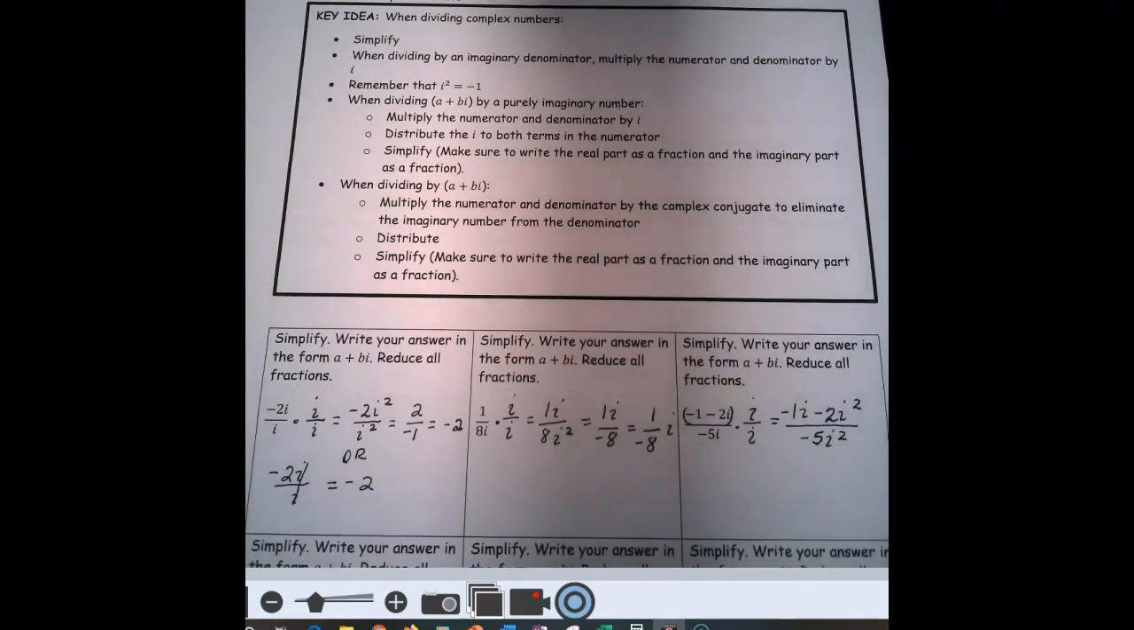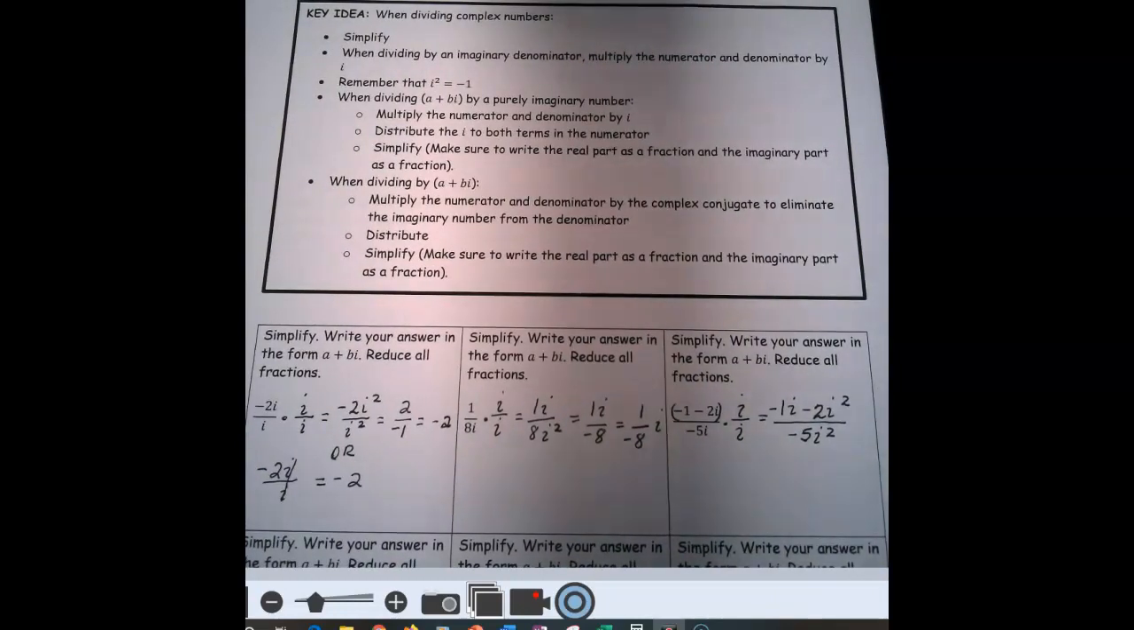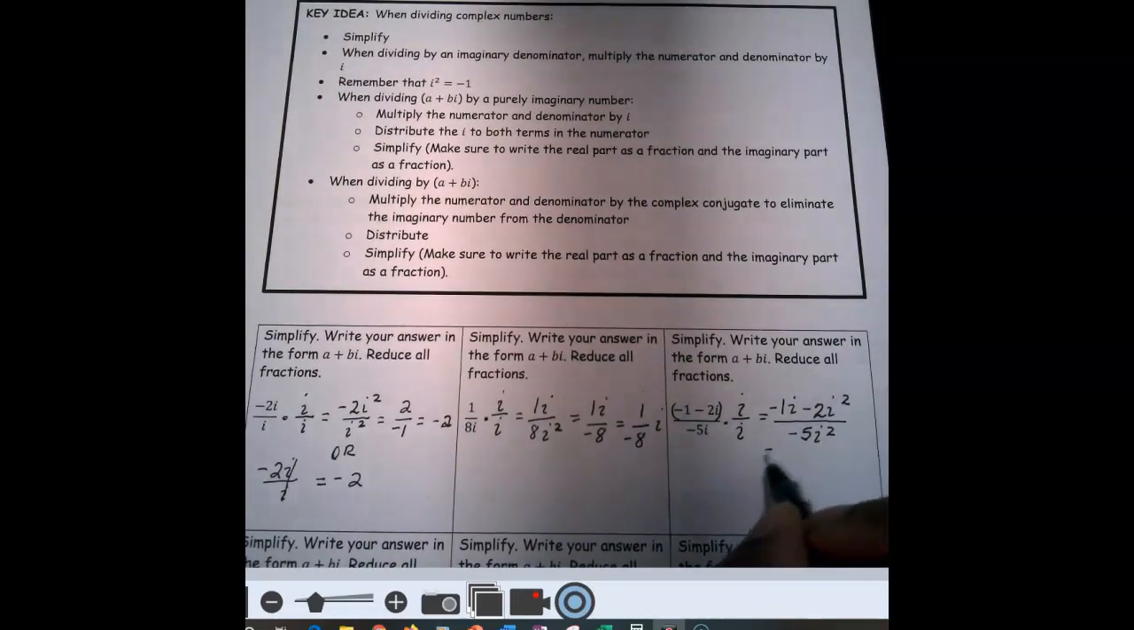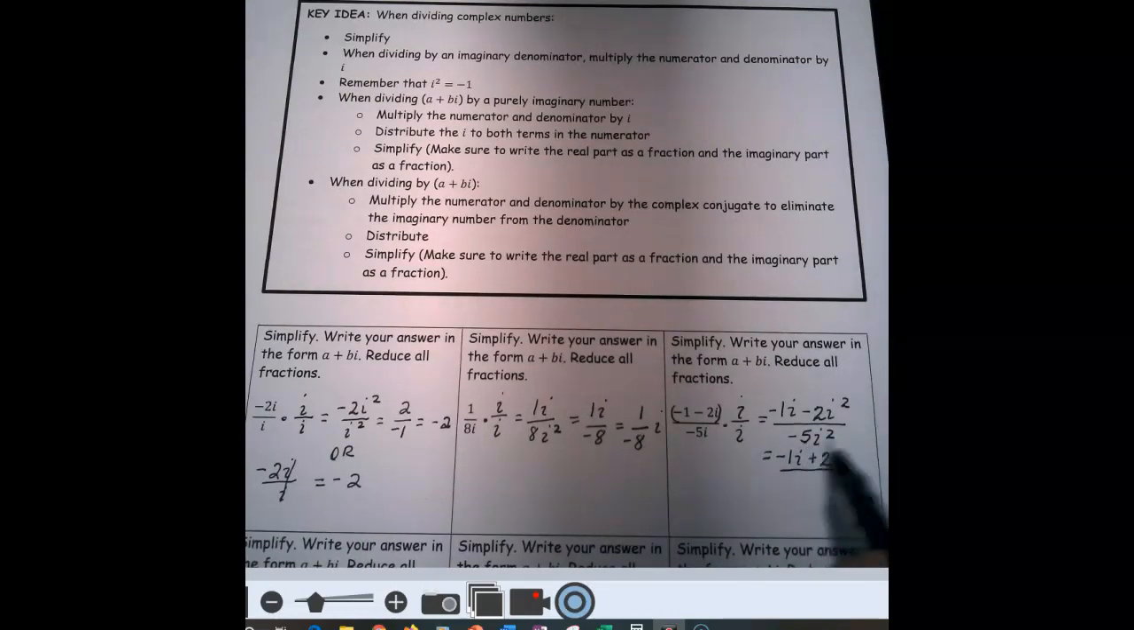Now we're not done because we've got to simplify this, right? So I'm going to continue below it. Hopefully I have enough room. So I've got -1i. Well, -2 times -1 is +2. And -5 times -1 is +5.